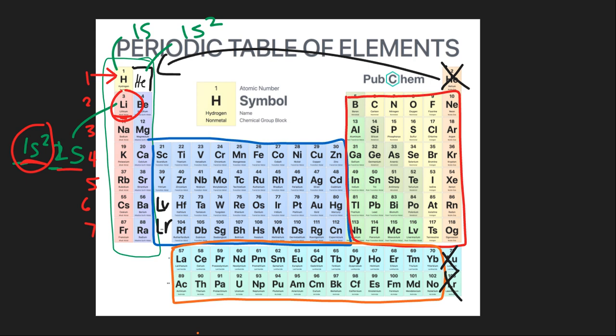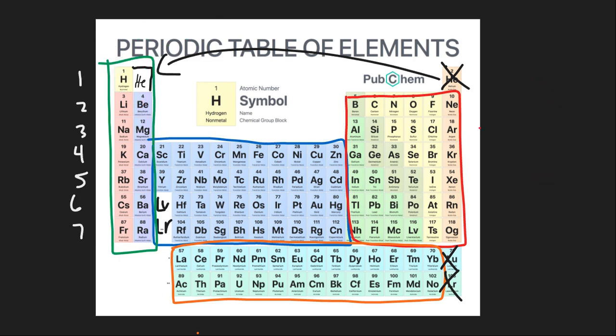But how do you remember which one's s, which one's p, which one's d, or which one's f? Well, that's where these sections come in. So this block is the s block. And that means all of the ending electrons there are s. So for example, in lithium, we have 1s2, 2s1. This ending one is in an s. So this section will always have s.